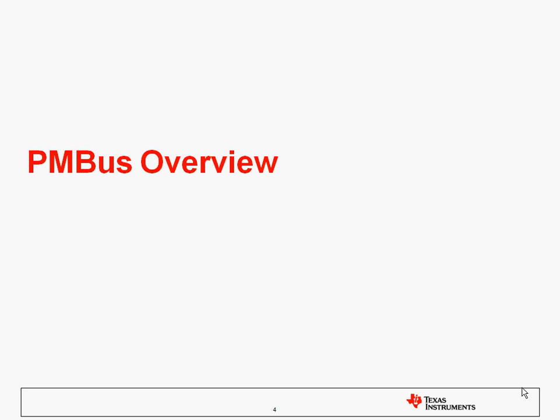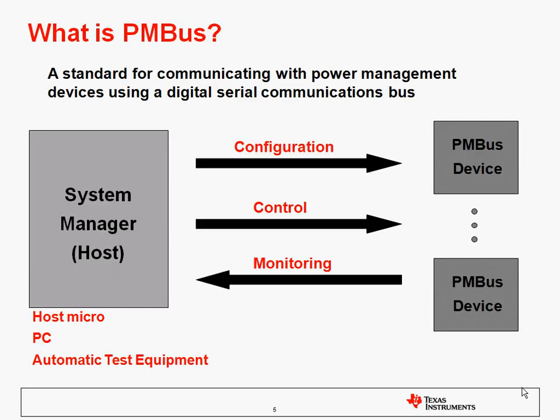So let's talk about PMBus. Well, first of all, what is it? It is a standard for communicating with power management devices using a digital serial communications bus. And the three main functions are configuration, control, and monitoring of these PMBus devices. And that means that there must be some kind of a system host, and that host can be a microcontroller, a personal computer, or it can be a piece of test equipment in a lot of cases.